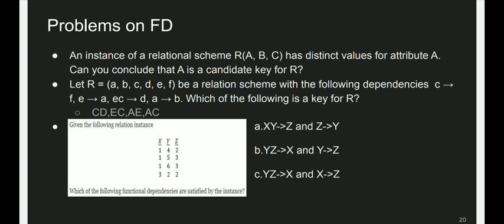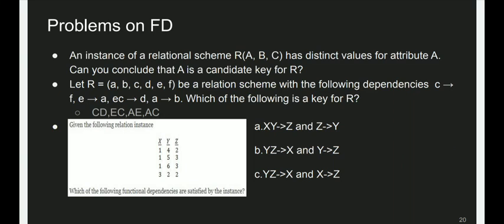Next question, we are given a relation instance. That's what I told about the first question. We don't have any instance, that's why we cannot say whether A is a candidate key or not. Now we are given an instance, and we are asked to say which functional dependency will be satisfied by this instance. You can check by taking the left hand side value and right hand side value. If unique values are there, then we can say that the functional dependency will hold.